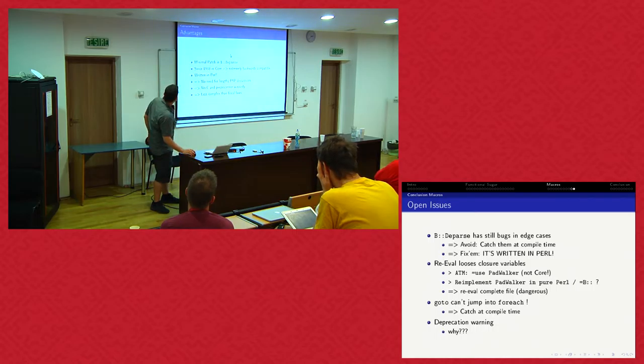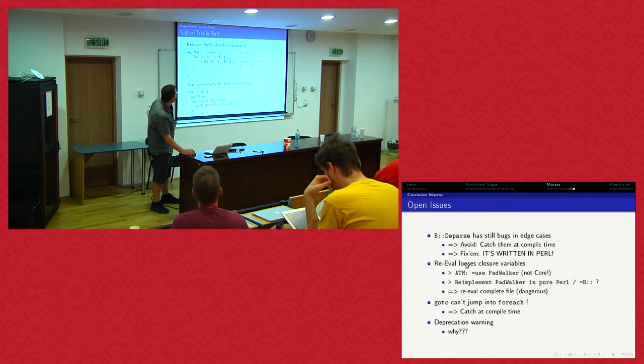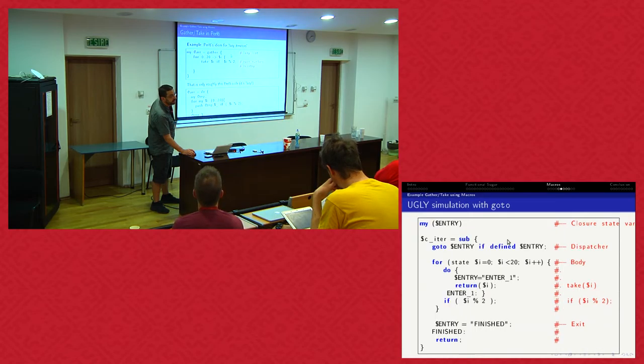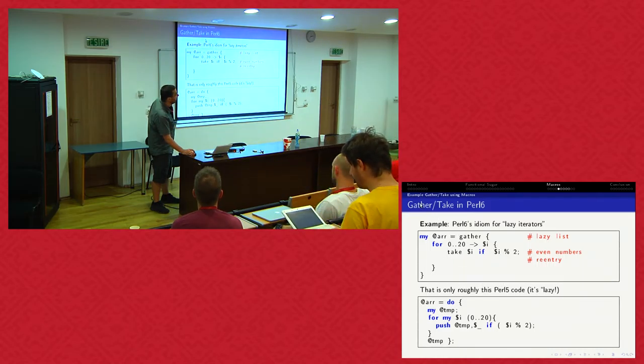Because I will show you, when I take gather here, and I have some variables inside the gather block, which come from the upper scope, and I'm re-evaluating this block, the upper scope is lost. So I have to identify the variables which happen in this code block, and to set them again to the reference of the variable of the upper scope. That's what PadWalker does.